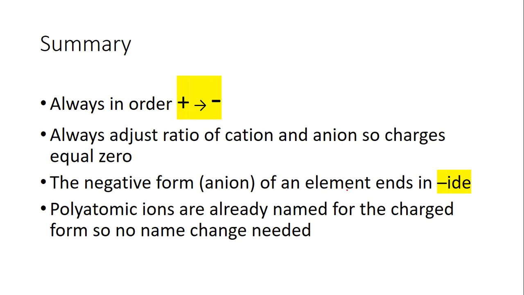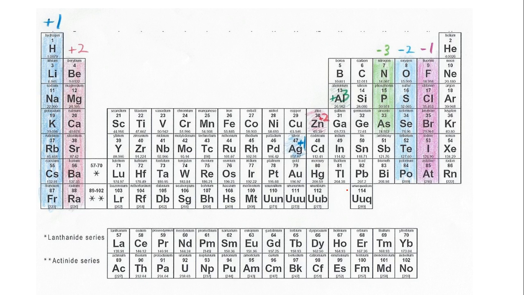So if you pull something off the periodic table like chlorine or iodine or oxygen, and you make it negative, -1 or -2, however it is, you want to make sure when you name that, it ends in IDE. Polyatomic ions, since they are already charged and named as such, you don't need to change their names.